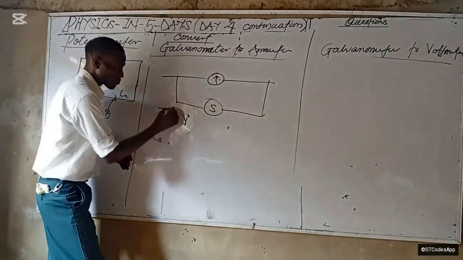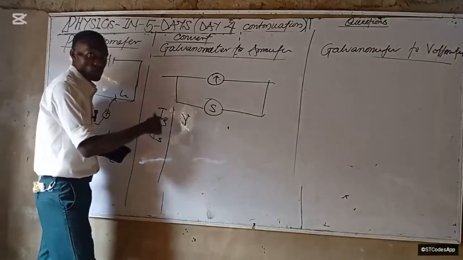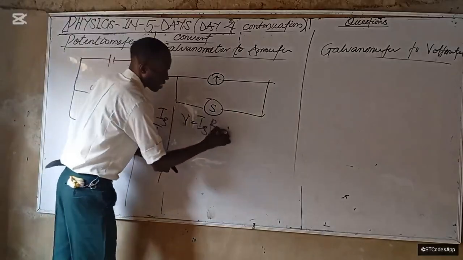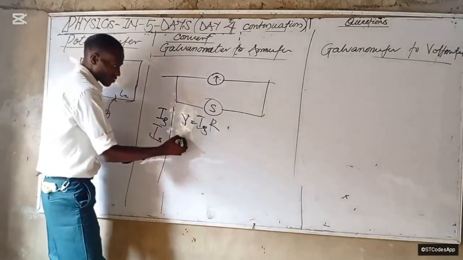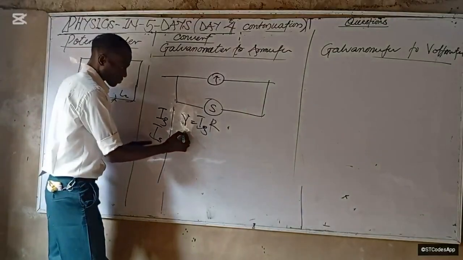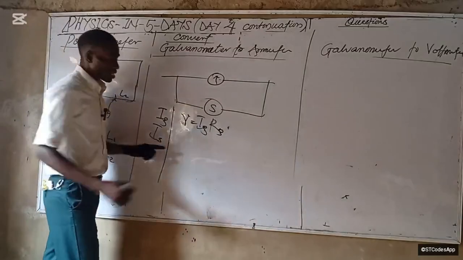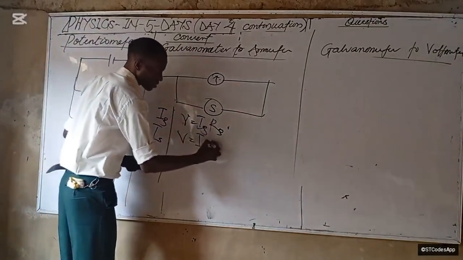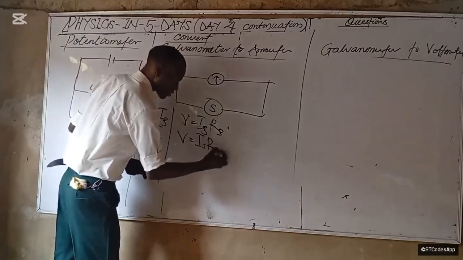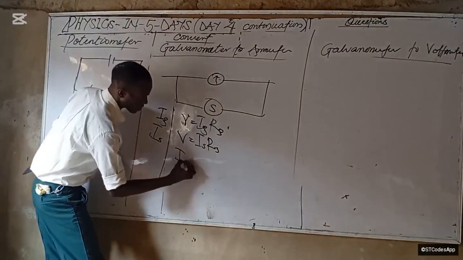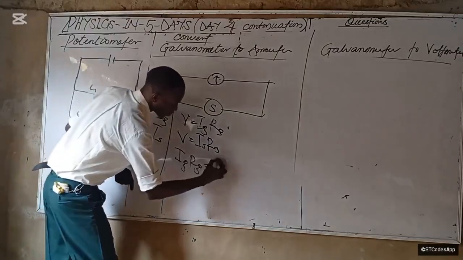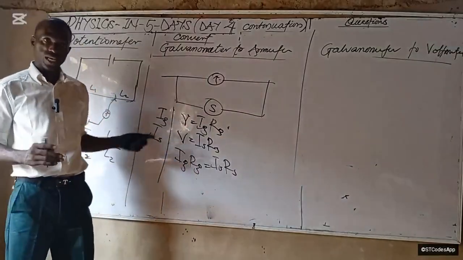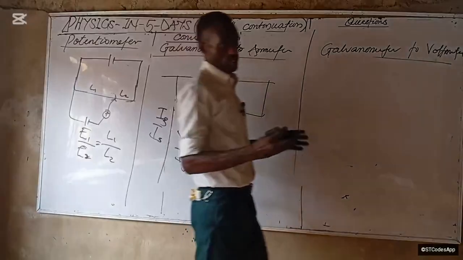If voltage is the same for both systems because they are connected in parallel, then the voltage in the galvanometer will be I sub G times R sub G, and the voltage through the shunt will be I sub S times R sub S. So the formula is I sub G R sub G equals I sub S R sub S. Why? Because voltage is the same across board. Is this clear?